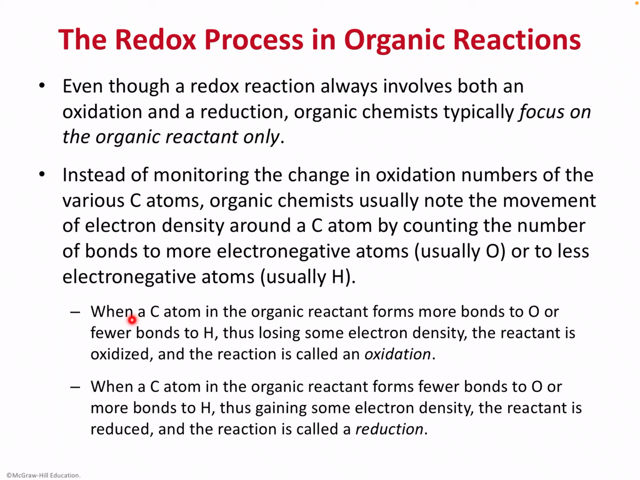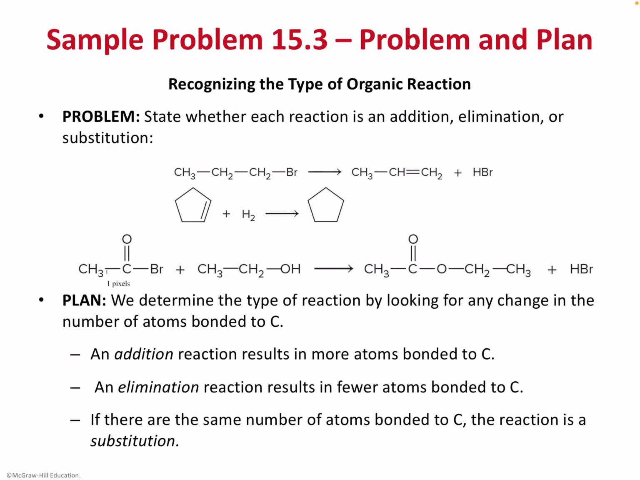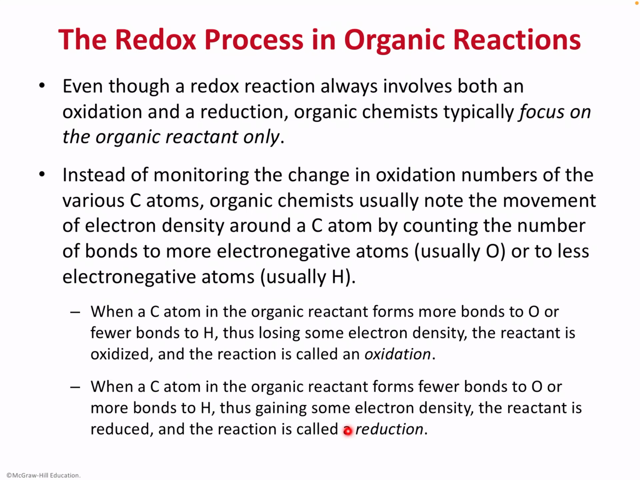When a carbon atom in the organic reactant forms more bonds to oxygen or fewer bonds to hydrogen, thus losing some electron density, the reactant is oxidized, and the reaction is called an oxidation. When a carbon atom in the organic reactant forms fewer bonds to oxygen or more bonds to hydrogen, thus gaining some electron density, the reactant is reduced and the reaction is called a reduction.